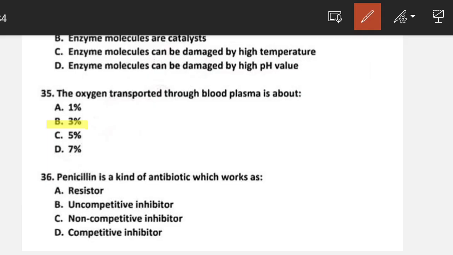So penicillin is an antibiotic that is also obtained from the bacteria, and antibiotics are useful against bacteria. So penicillin is a competitive inhibitor, and that interferes in the process of cell wall formation in bacteria.